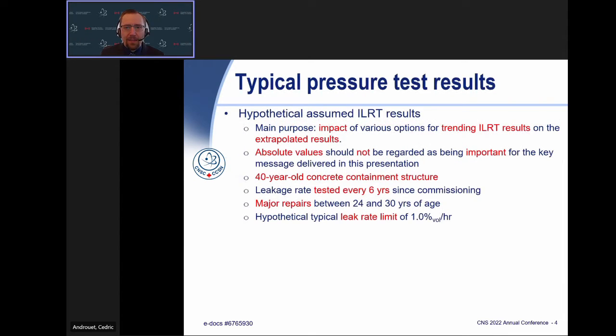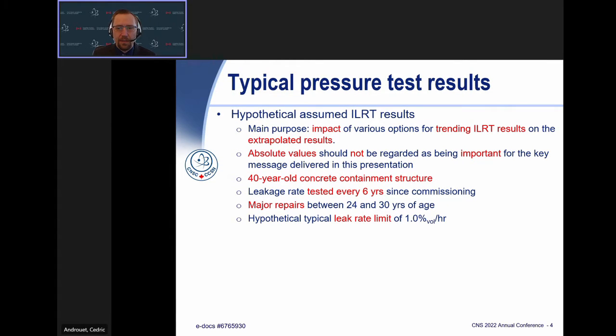To assess the impact of various options for trending ILRT results on the extrapolated results, and therefore on the performance-based ILRT interval, some hypothetically assumed ILRT results of a concrete containment structure potentially observable in a Canadian NPP are considered. Please note that the absolute values presented should not be regarded as being important, as the key message delivered in this presentation is more about the impact of the various trending strategies than about absolute values of the ILRT results themselves.